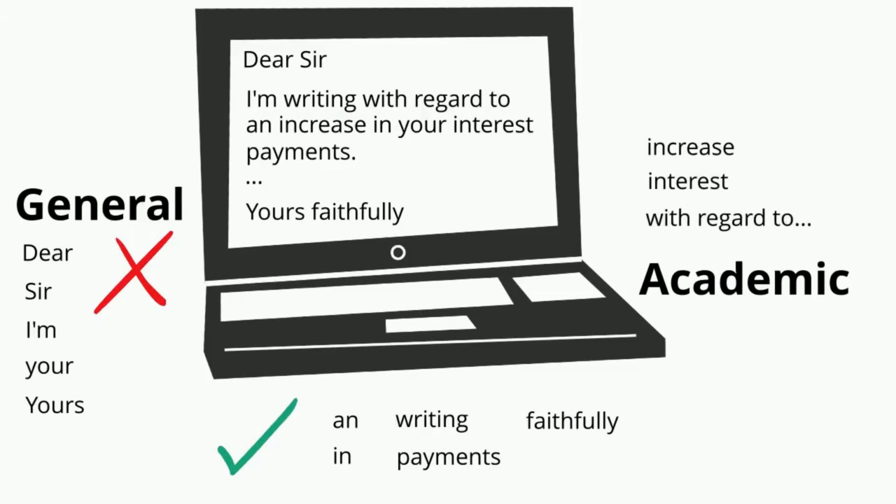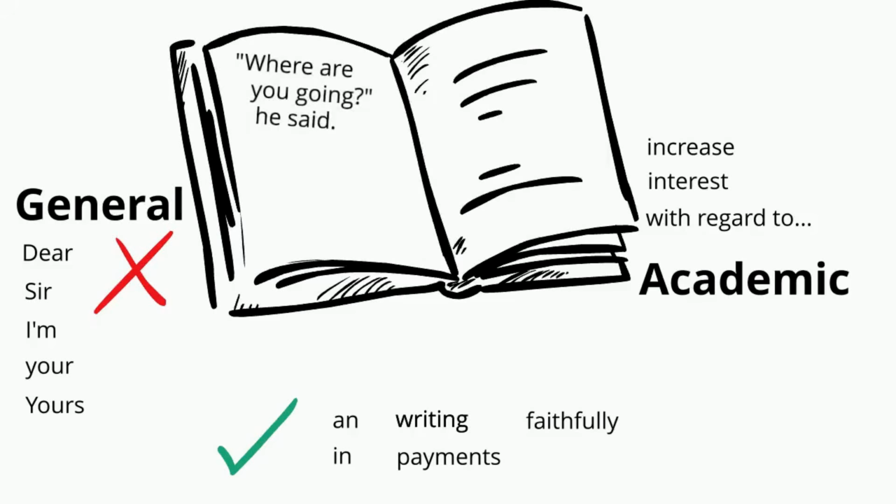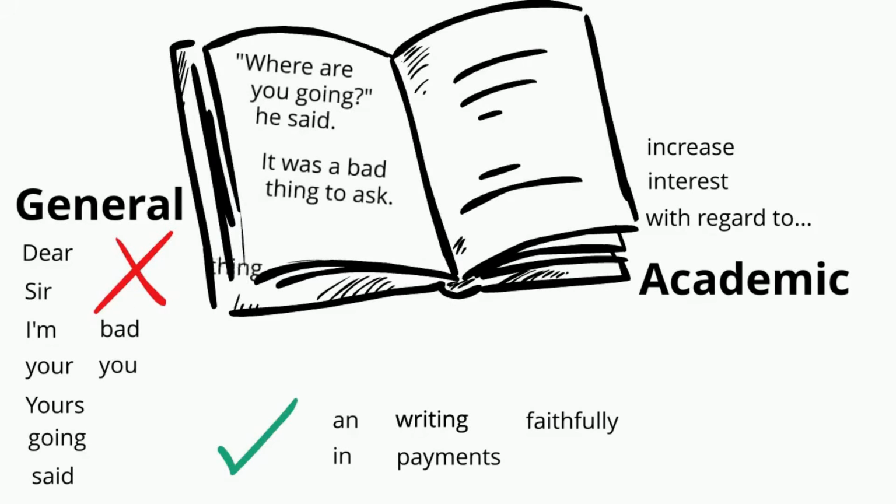An example of fiction. "Where are you going?" He said. "It was a bad thing to ask." So the pronoun you is not very suitable for academic English, nor is going, said, or bad, or thing, or the verb ask. On the other hand, the words where, are, he, it, was, a, and to are fine.